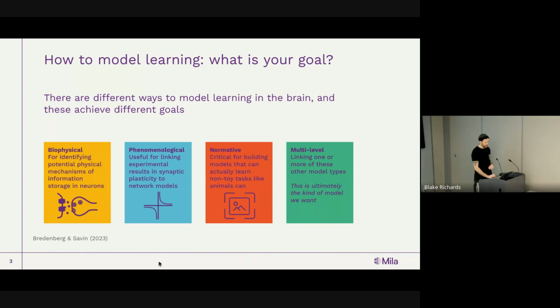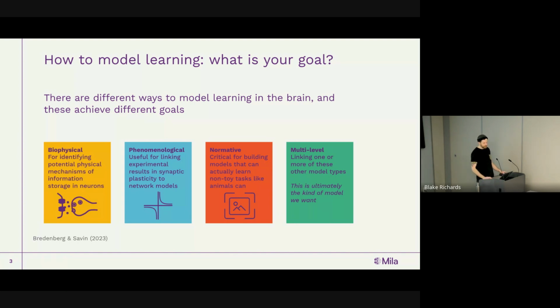Alternatively, you can have models that are phenomenological, where you take observations that you make about data in the brain, whether it be data about synaptic plasticity or just data about synapses themselves, and then build models that somehow mimic that phenomena and try to understand what the computational implications are. And then lastly, you can have normative models. That is, models where you train the model to actually accomplish some behavioral task of the sort that brains are capable of accomplishing. And these sorts of models are really critical for understanding how neural circuits in the brain can actually produce the non-toy behaviors that animals and humans are capable of producing.